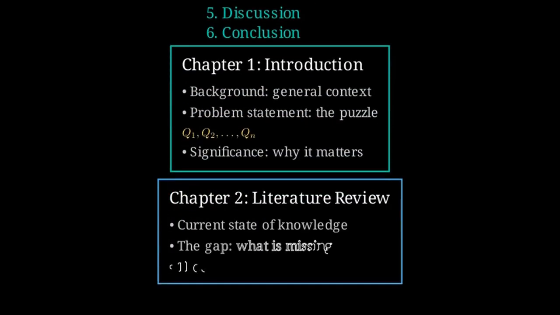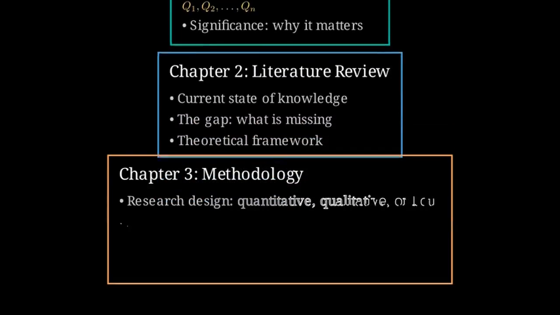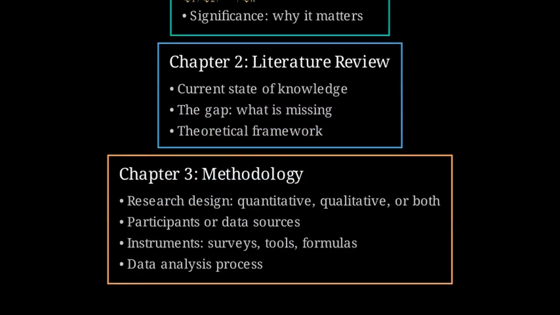Chapter 2 is the literature review. Here you show what is already known, identify the gap, and explain the theoretical framework that guides your work. Chapter 3 is methodology. This is your recipe. You explain your research design, participants or data, instruments, and how you analyze the data.